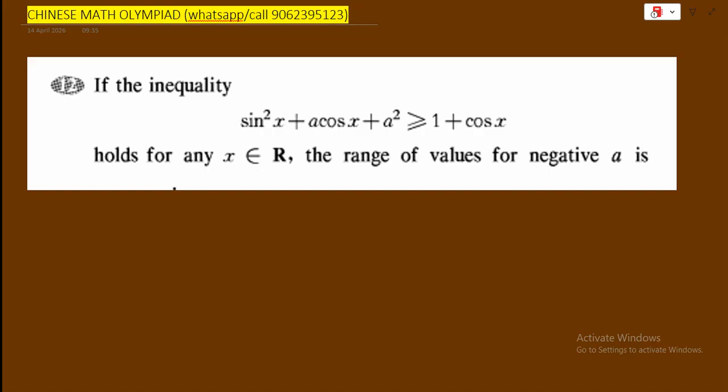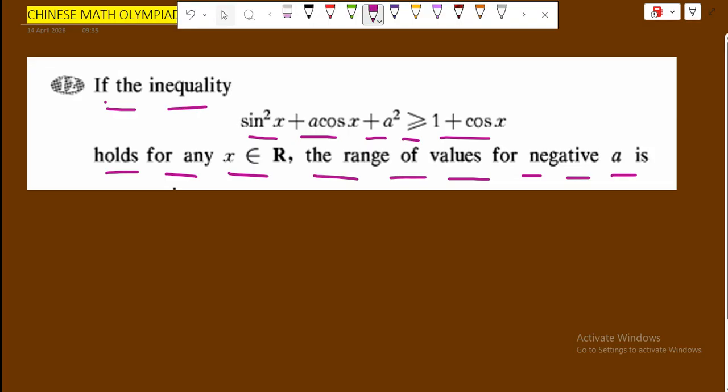So let's go to the question first. Question says, if the inequality sin square x plus a cos x plus a square greater than or equal to 1 plus cos x holds for any x belonging to R, what is the range of values for negative a? Okay, and we have to calculate it.